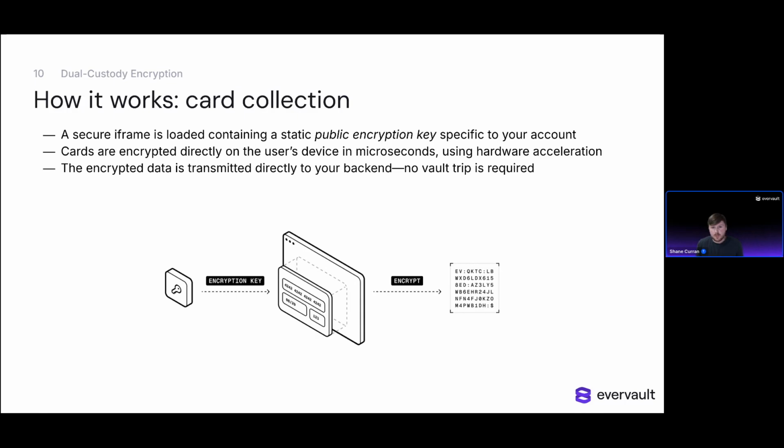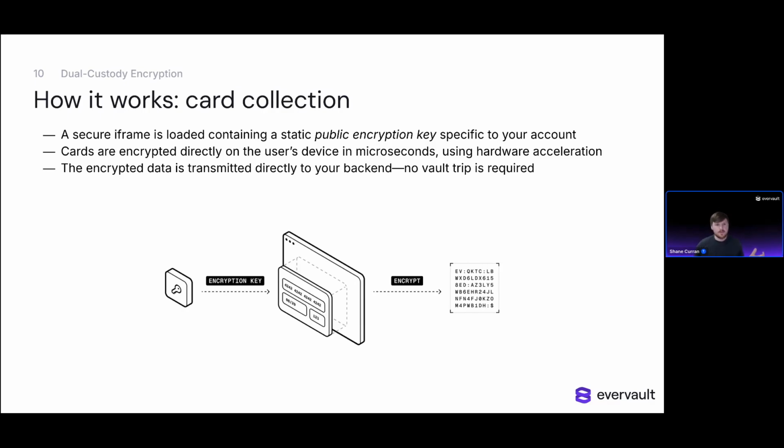With dual custody encryption, the implementation is very, very similar from a customer's perspective, but under the hood, the operation for securing that card data is fundamentally different. So what happens is an iframe is loaded. It looks and feels pretty much the exact same as you would get from a PSP or a token vault, except when the user types in their card data, instead of sending it off to a third party to store and manage, the card data is encrypted directly on the user's mobile or desktop computer.